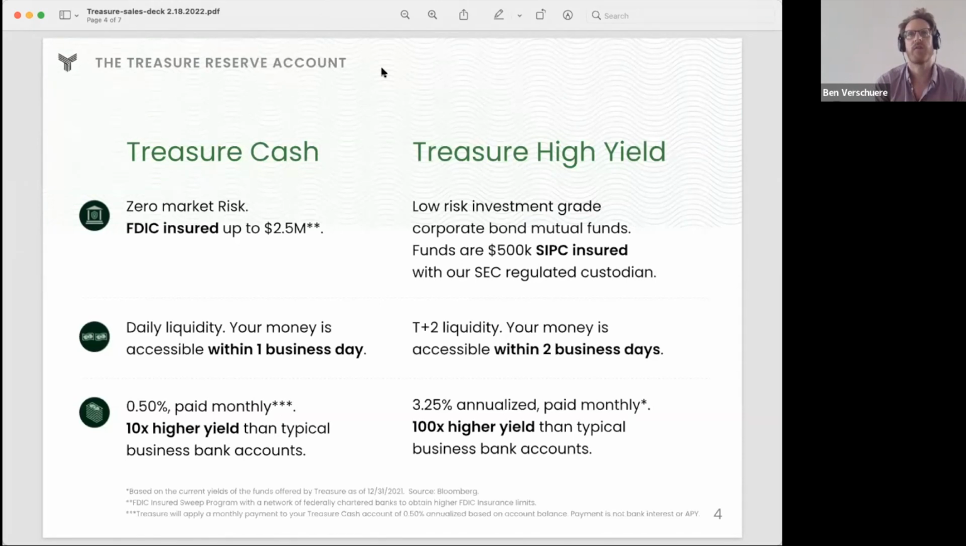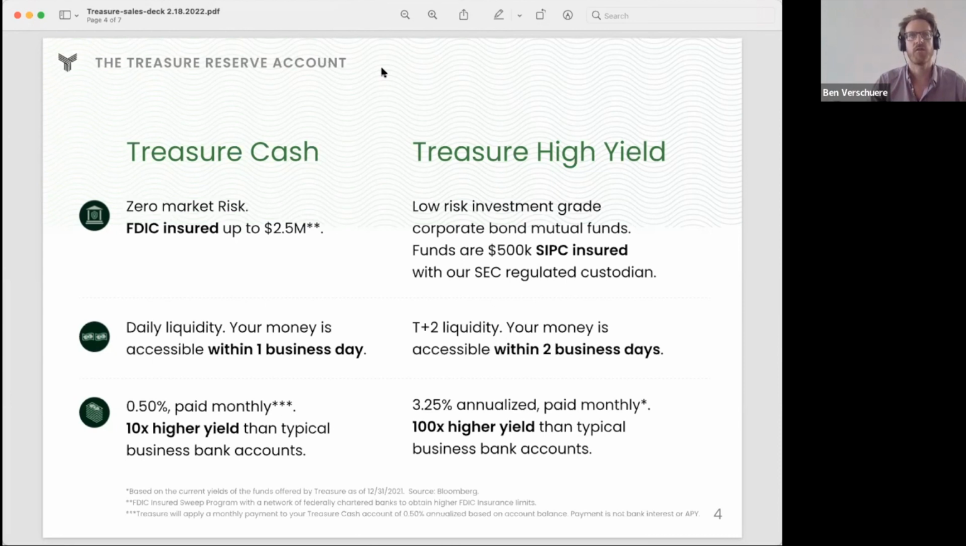And then on the other side, we have Treasure High Yield, which is composed of a corporate bond mutual fund. It is SIPC insured, two business day liquidity, and a yield of 3.25. So these are the two products at the two different extremes, and we're able to blend those to cater to any type of customer desire on their yield generation for their idle cash.